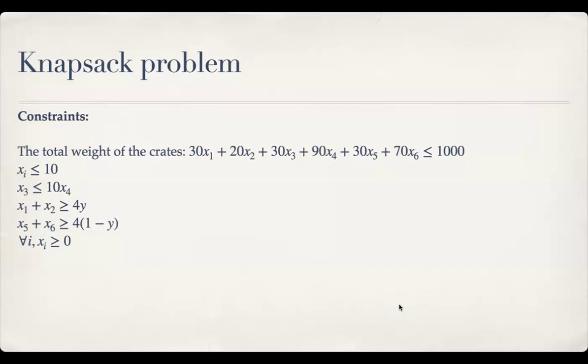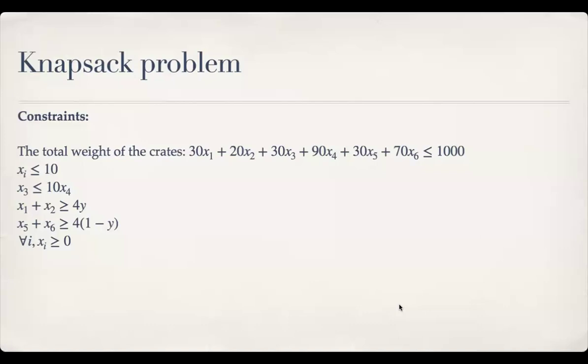Okay, the next line is x1 plus x2 must be greater than or equal to 4 times y. y is a logical variable. It's binary, it can be 0 or 1. It depends on the condition. For example, if y is 1, what happens? x1 plus x2 must be greater than or equal to 4, which satisfies the first condition.